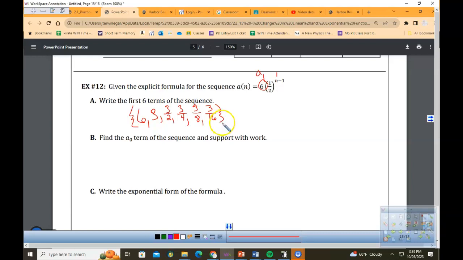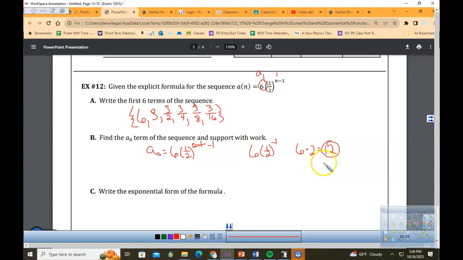Now, let's find the A sub 0 term and support it with work. So A sub 0 means I'm going to plug in 0 to my equation. 0 minus 1 is negative 1. What's 1/2 to the negative 1 power? Well, remember negative powers, you bring it to the bottom or you make it the reciprocal. So it'd be 6 times 2, which is 12. So that's our A sub 0.